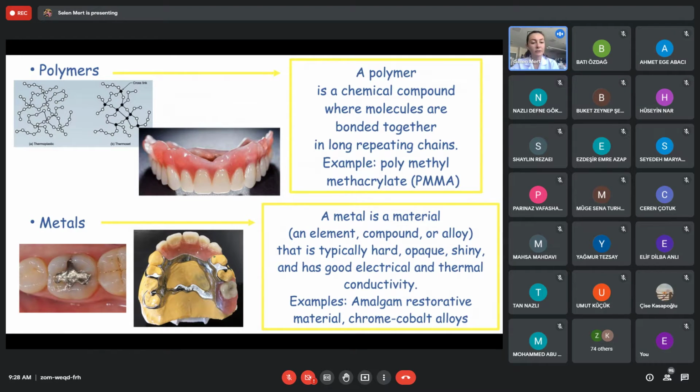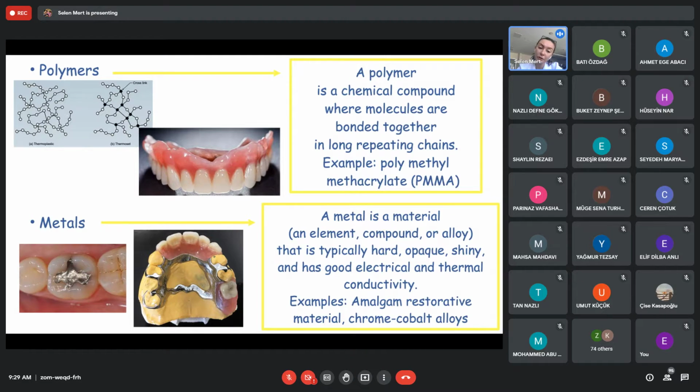And metals are the second class. Metals, as you may know, a metal is an element, maybe a compound, and maybe an alloy. And metals are typically hard, opaque, shiny, and have good electrical and thermal conductivity. And as you can see in the left picture, there is an amalgam restorative material in a posterior tooth. This is a metal. Amalgam contains the element mercury.